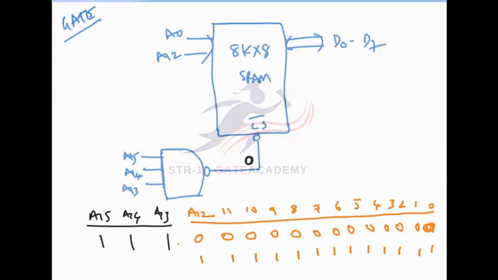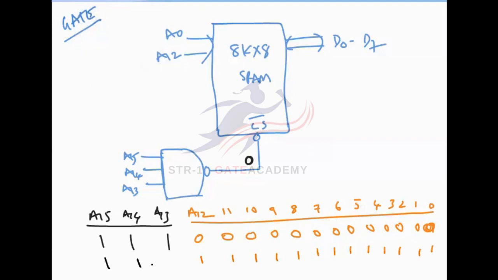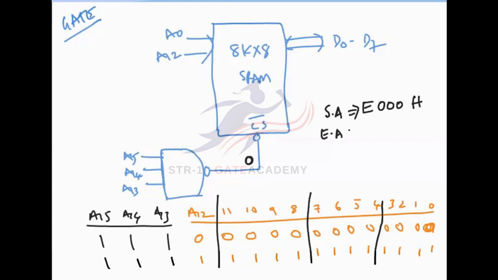And these three are the same. There is no change in them, because only if these are 1, 1, 1 is the memory activated. That's why these 3 lines stay the same and the remaining bits are like this. Then converting to hexadecimal, I separate 4 bits at a time. The starting address location is 1110 0000 0000 0000, which is E000H, and the ending address is FFFFH.